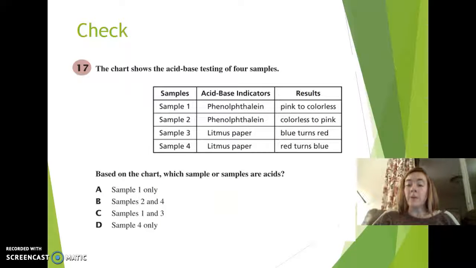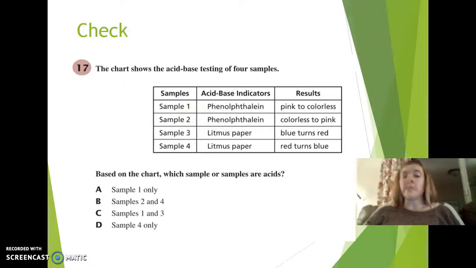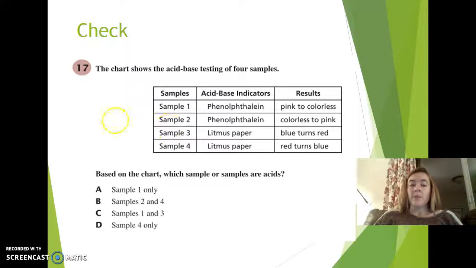Alright, here's an example of a question that you will see. The chart shows an acid-base testing of 4 samples. Based on the chart, which samples or sample are acids? So here are the 2 sets of indicators that they use. Here's phenolphthalein, which we just talked about, and litmus paper. Notice as we go through, phenolphthalein goes from pink to colorless. Colorless is an acid. So if I'm changing from pink to colorless, I see an acid right here. In sample 2, I use phenolphthalein again, and I go from colorless to pink. Pink indicates that it's a base, so sample 2 is a base.